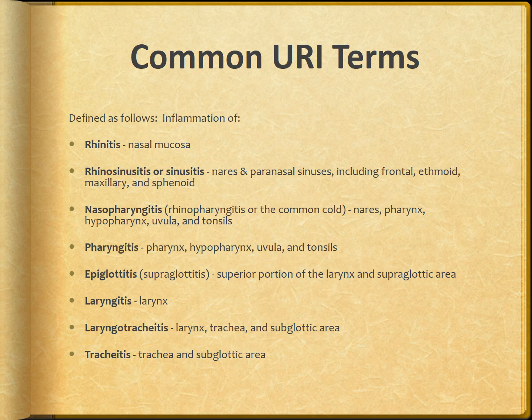So your nasopharyngitis would be your inflammation of the nares, your pharynx, the hypopharynx, uvula, and tonsils. And pharyngitis will be your inflammation of the pharynx, the hypopharynx, the uvula, and your tonsils. Epiglottitis would be an inflammation of the superior portion of the larynx and the supraglottic area.